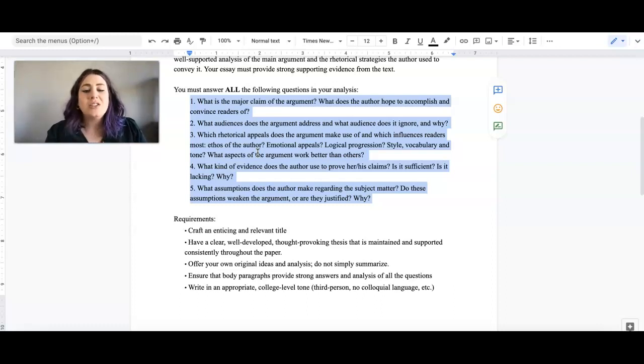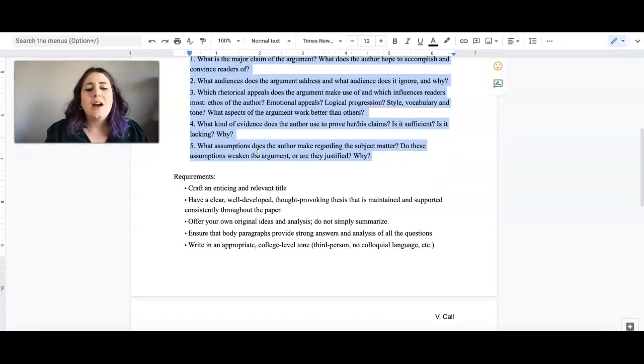And then five, what assumptions does the author make regarding the subject matter? Are their assumptions justified? Do they assume that the audience already understands basic goals about this topic, so they don't explain everything, right? That would be something to think about. Do they over-explain? Maybe that's because of who their audience is, right? Is it justified? Is it not justified? Explain.